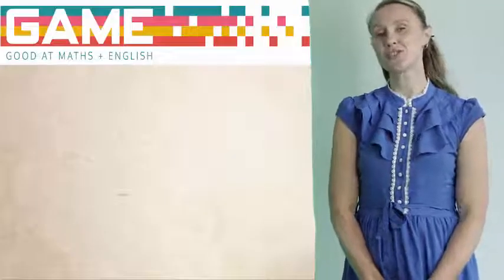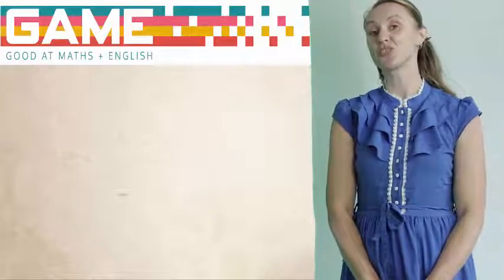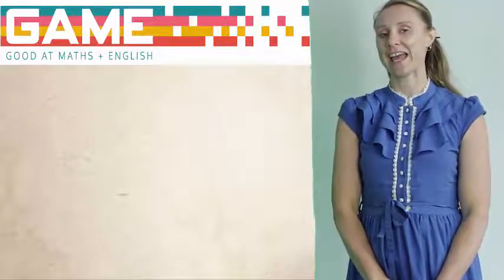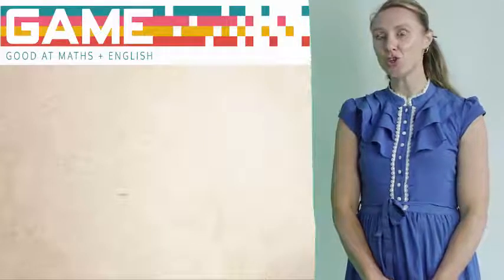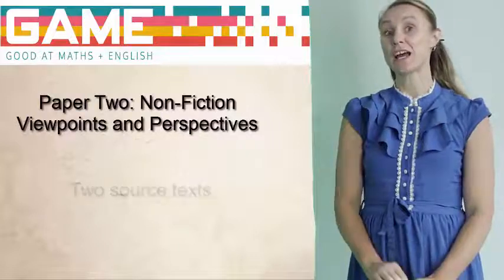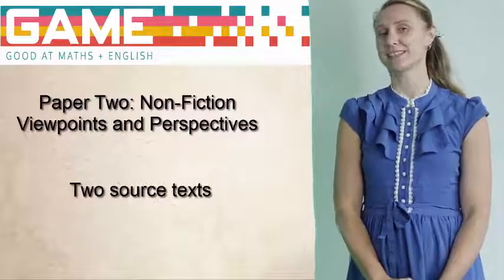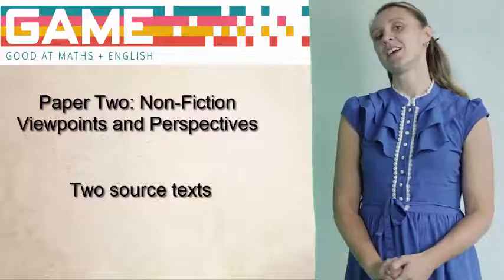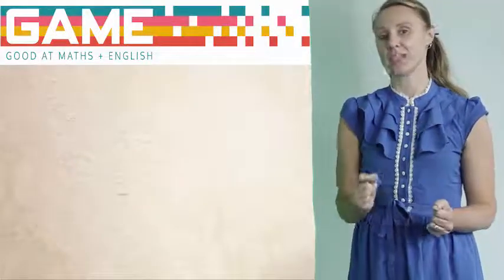And welcome to Suffolk New College's guide on how to pass your GCSE English Language Paper 2. Okay, so Paper 2 is the non-fiction paper. It's viewpoints and perspectives. You will have two sources to read in this exam, Source A and Source B. They'll be from different centuries, but they'll be linked by theme.